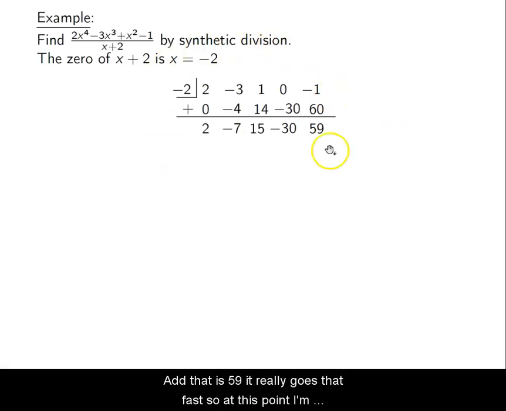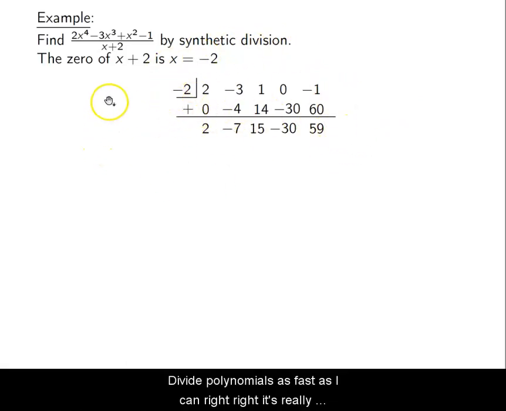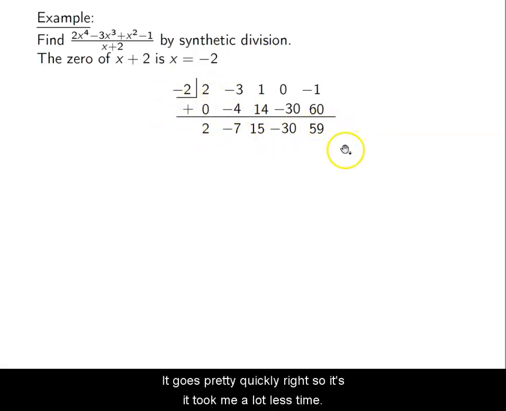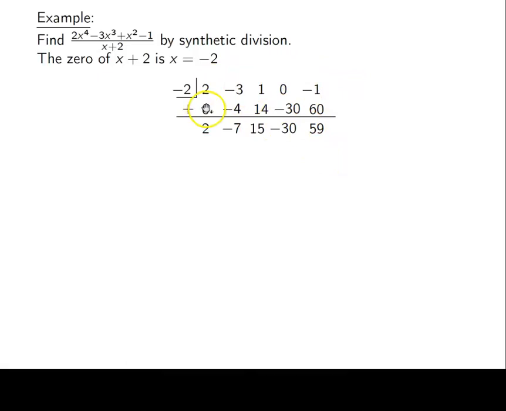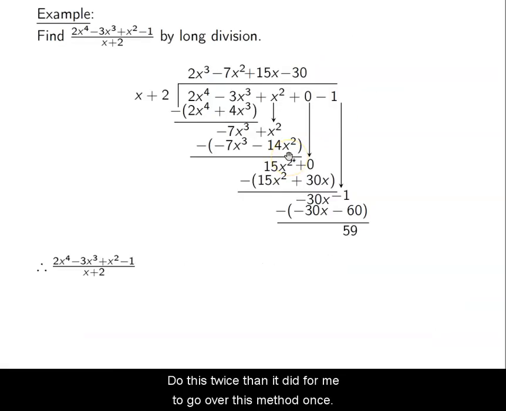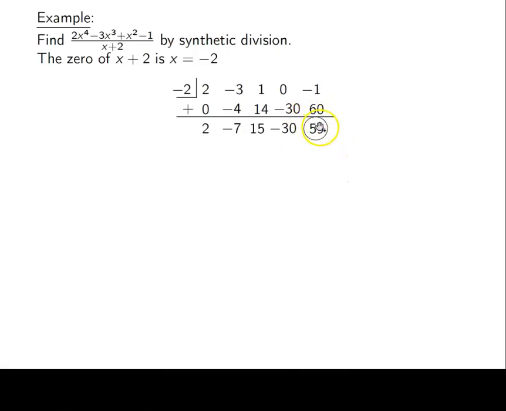At this point, the majority of the time, I can divide polynomials as fast as I can write, right? It really doesn't take a lot of thought. As long as your addition and multiplication are okay, this goes pretty quickly. It took me a lot less time to do this twice than it did to go over this method once. So boom, boom, boom, we get our answer. The last term is our remainder. It's always the remainder.